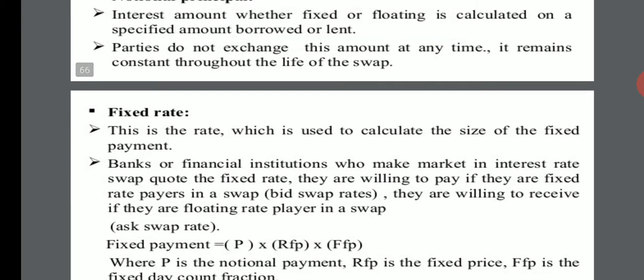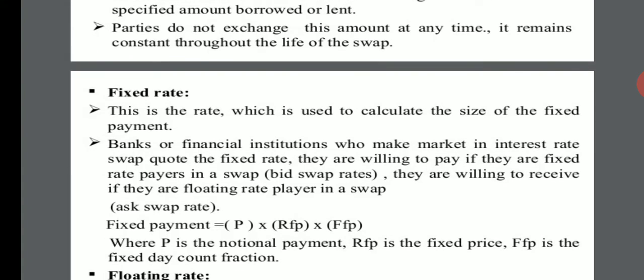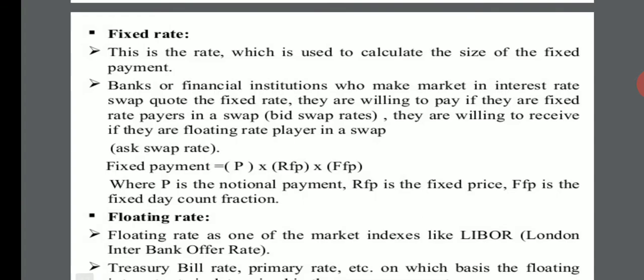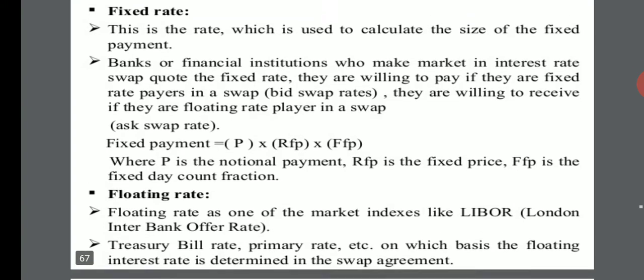Fixed rate. This is the rate which is used to calculate the size of the fixed payment. Banks or financial institutions who make a market in interest rate swaps quote the fixed rate they are willing to pay if they are fixed rate payers in the swap: bid swap rates. They are willing to receive if they are floating rate payers in the swap: ask swap rate. Fixed payment is equal to P into R into F. P is the notional principal, R is the fixed rate, and F is the fixed day count fraction.